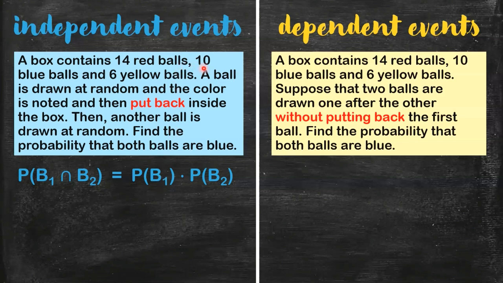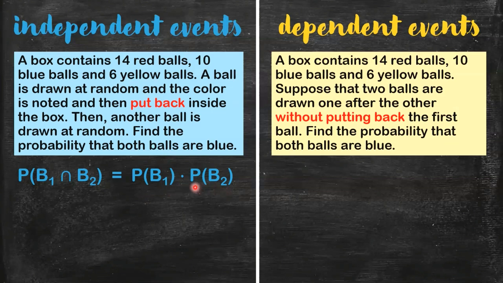Ilan ba ang blue balls? 10, right? Divided by the total number of balls. Ilan ba yon? 14 plus 10, 24 plus 6, 30. So you have 10 over 30 as the probability of B sub 1.